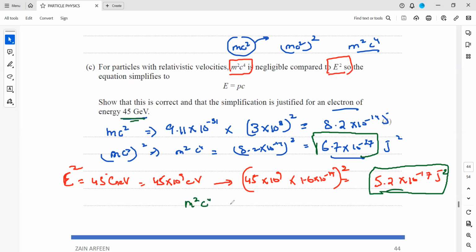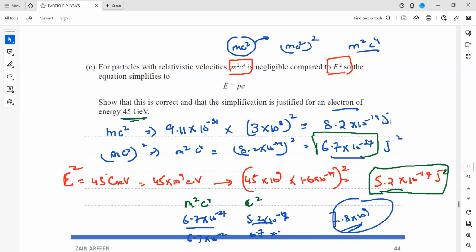So m square c raised to power 4 and E square. This was 6.7 into 10 power minus 27, and this is 5.2 into 10 power minus 17. So we divide both of them by 6.7 into 10 power minus 27. How many times do we get this factor? It will be about 7.8 into 10 power 9 times, which is a very big difference between the two. Is it clear, this question?